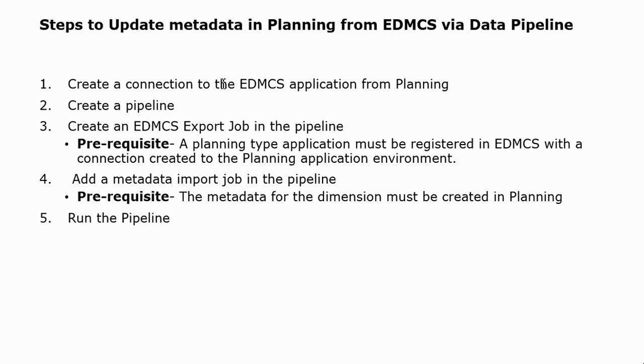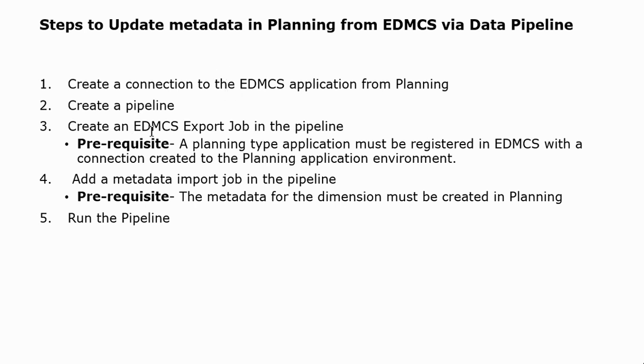This is a relatively new feature when it comes to data pipeline. The EDMCS Export Job type is now available in the application, and we can go ahead and use it so that we can update the dimensionality directly from EDMCS. Before this, the way to do it was to manually trigger the export from EDMCS directly to planning and then have an import job run. You could have used EPM Automate as well in the past. So this is just another way of using data pipeline to automate and schedule this end to end.